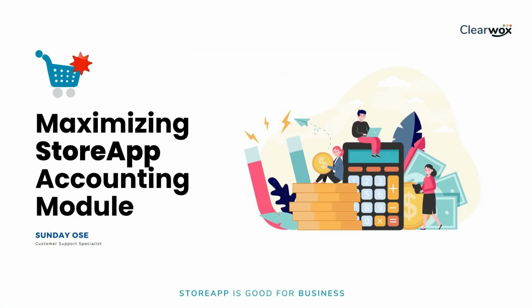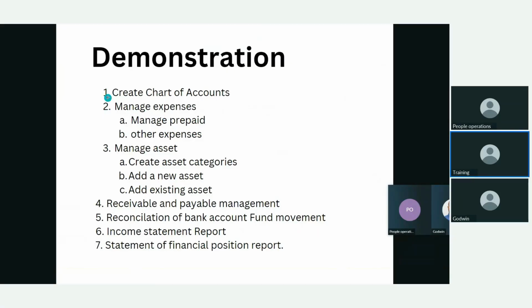All right, so this concludes the first session in this webinar. So we've explained that StoreApp uses the principle of double entry, where one account is debited, another is credited, and then you can create your chart of accounts. Now, the second part of this webinar, we are going to look at a demonstration of how to post some account entries. We've already talked about chart of accounts. So we look at this other demonstration of how to manage expenses on StoreApp.